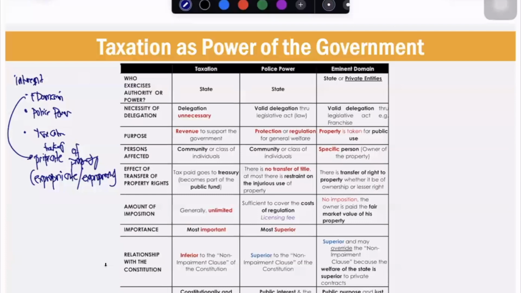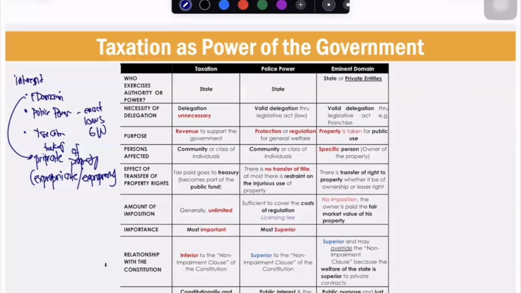Next, we have your police power. Police power is the power to enact laws for promotion of general welfare. So generally, if the question is talking about the general welfare clause, your answer there will be police power. And lastly, we have your taxation power, which we already discussed earlier.